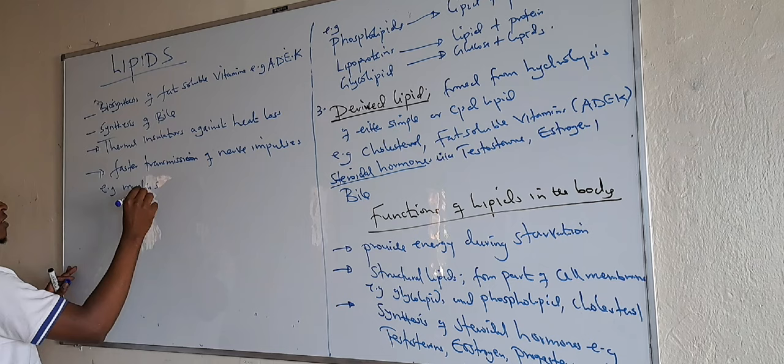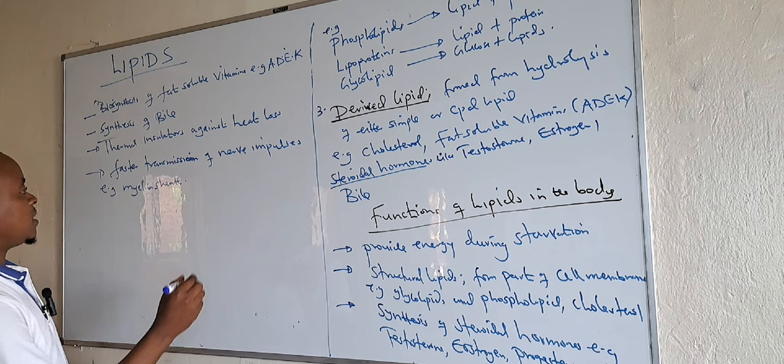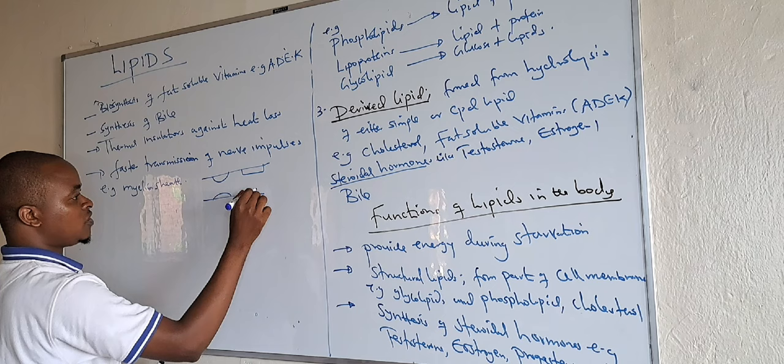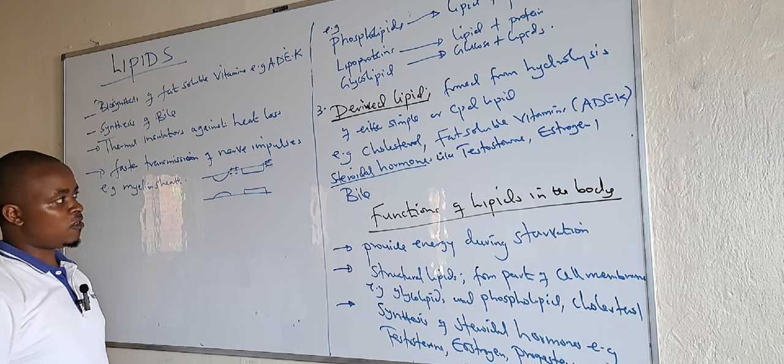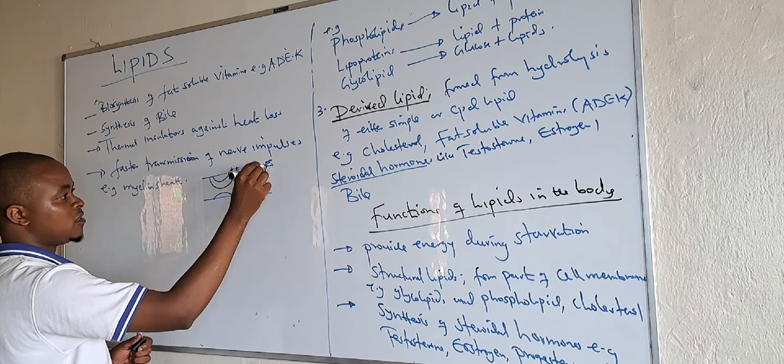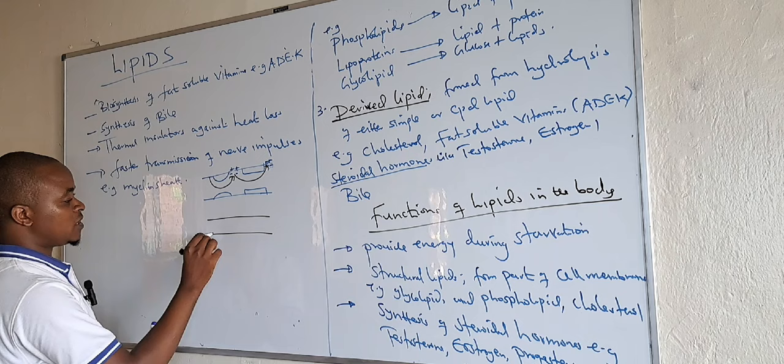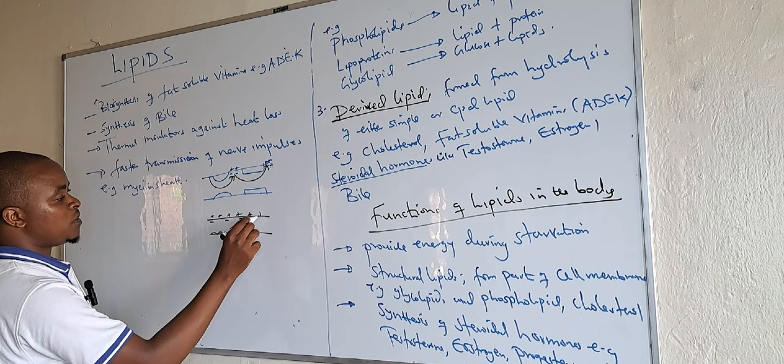The example I am giving is myelin sheath, because we know myelin sheath is derived from lipids, which enable faster transmission. If I have a neuron here, and this neuron has myelin sheath, and here it has myelin sheath. These ones are only positively charged. They are negatively charged inside, and outside, positively charged only at the node of Ranvier. So we see the impulses jumping from one node of Ranvier to another, which is different from neurons which are unmyelinated, whereby impulses move at every point because it is charged everywhere. So that is how these lipids enable faster transmission of impulses.